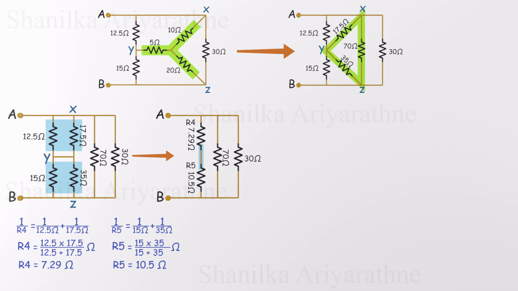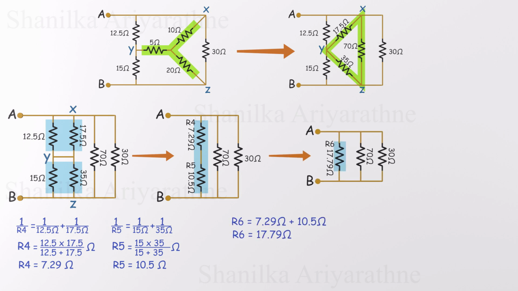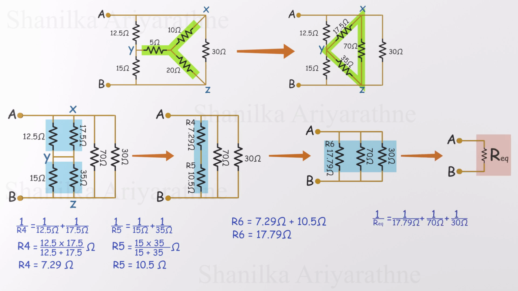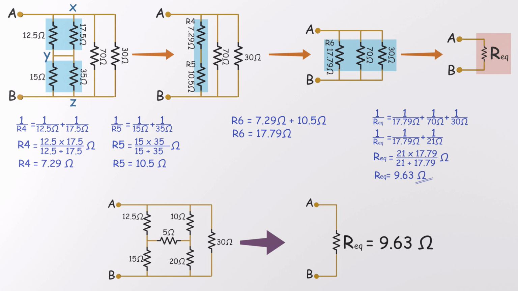Now these two new resistors, R4 and R5, are in series, so we simply add them together. That gives us a combined resistance of R6 equals 17.79 ohms. What's left is a final set of three resistors in parallel. When working with more than two, the best strategy is to combine two first, then take that result and combine it with the third. After crunching the numbers, we find the total equivalent resistance of the entire circuit is 9.63 ohms. And that's it. We've arrived at the exact same result using the Y to delta path.